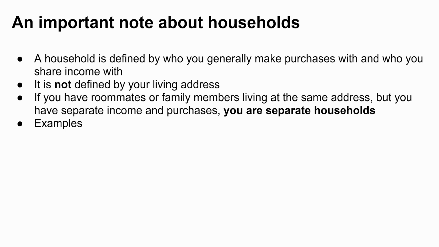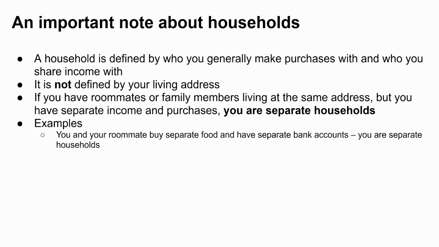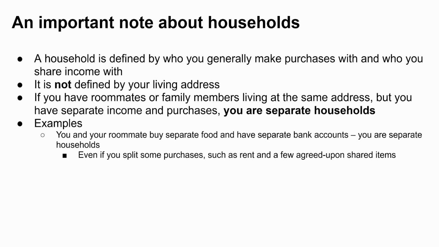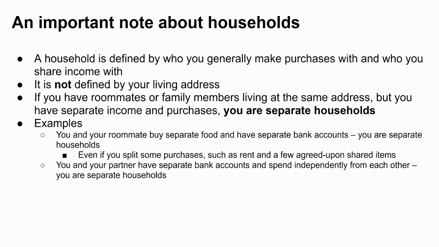So some examples that I'm going to give you. You and your roommate buy separate food and have separate bank accounts. You are separate households. Even if you split some purchases, such as rent and a few agreed upon items, you're still separate households. So you and your partner have separate bank accounts and spend independently from each other. You are separate households.